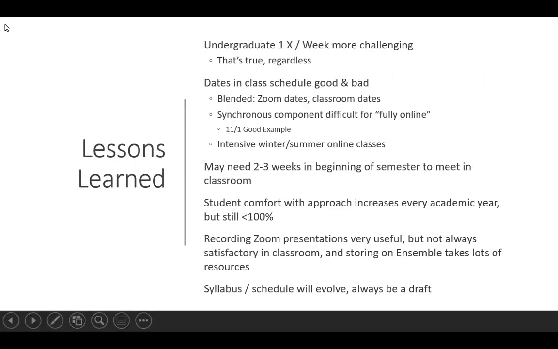All right, so these are the lessons learned. I already mentioned that an undergraduate one time a week class was more challenging as a blended class. And I know it was more than 10 years ago, and maybe things would be different today. I don't know, but it just left me not really wanting to do it in an undergraduate once a week night class ever again. But again, those classes are challenging regardless of the delivery method.